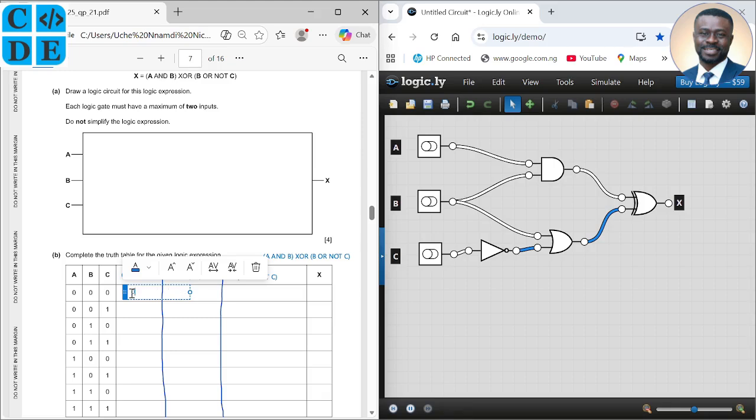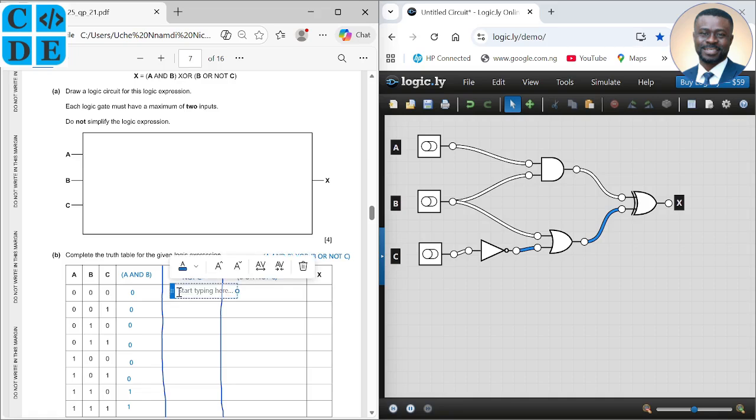If you were taught, 0 and 0 should be 0, 0 and 1 again 0, then you have 1 and 0 is 0, 1 and 0 again 0, 1 and 1 should be 1, and 1 and 1 should be 1. So you should basically understand this. Okay, so let's move on to the NOT C.